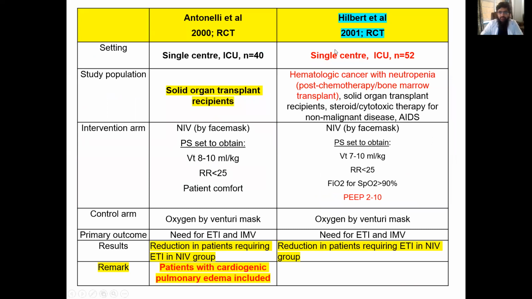The first randomized trial was done in 2001 by Hilbert and co-workers in hematological malignancy patients, in which they compared NIV with oxygen via Venturi mask and looked for the need for endotracheal intubation and IMV. They found that the need for endotracheal intubation and IMV was significantly reduced in patients on NIV. But if we see, it was a very small study of 50 patients only and a single-center study. So it's difficult to draw a conclusion based on this study.